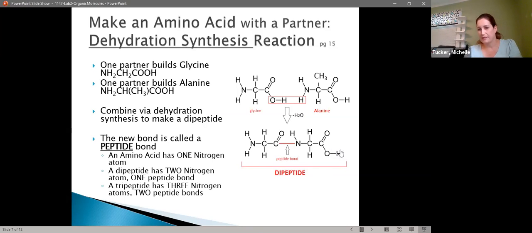If we wanted to make another one, we would take these OHs off, swing this bond over to make our second peptide bond in a tripeptide. So here again, this slide has a lot of stuff that you need. Dipeptide has 1 peptide bond, 2 nitrogen atoms. Tripeptide has 3 nitrogen atoms, or you could replace this with amino acids and 2 peptide bonds.